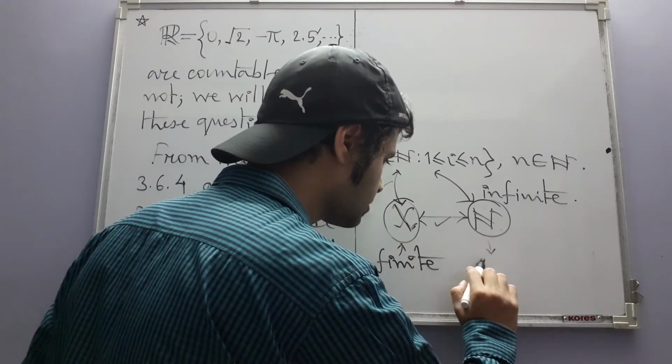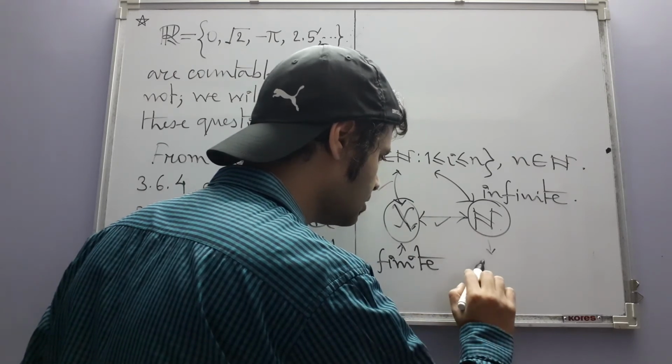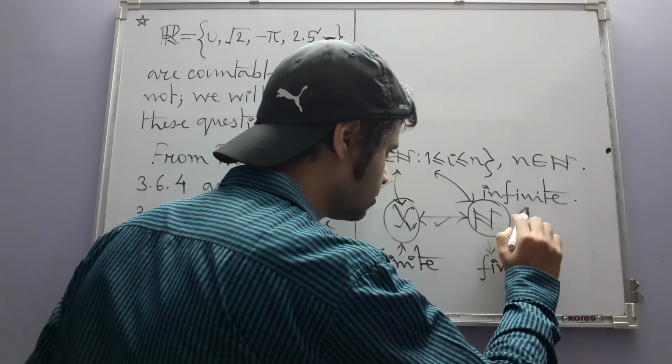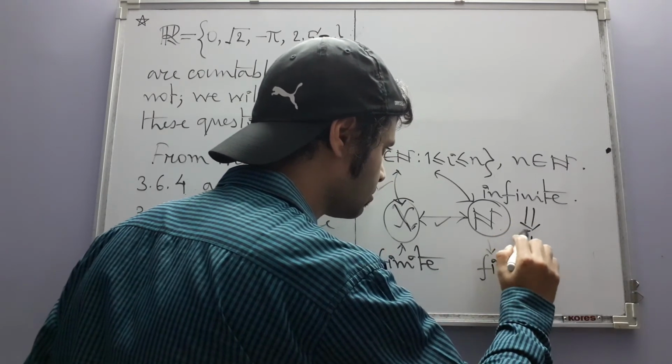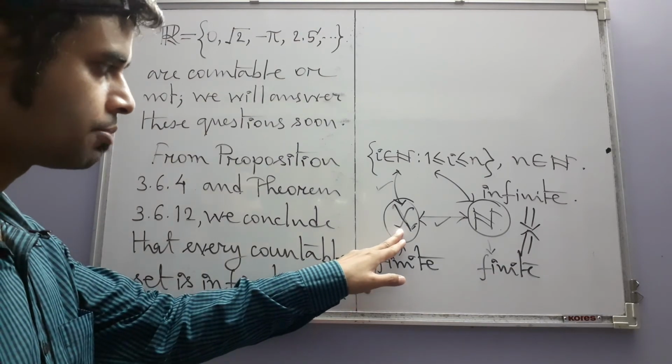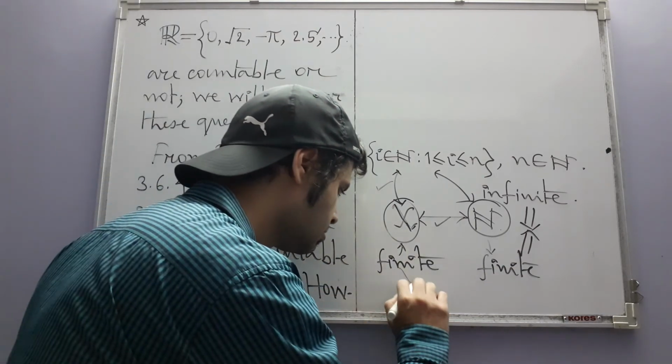tell us that N is itself finite, and that would contradict this fact that it is in fact infinite. So that's why our supposition that X is finite is wrong.